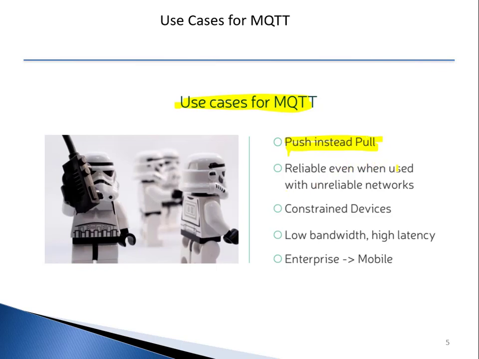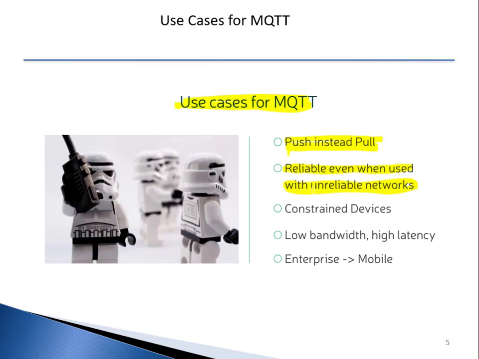Reliable even when used on unreliable networks. Just now I discussed that it is reliable even with unreliable networks. Whenever the network breaks, it will retain some data for some time and then publish it. So it is a reliable one. Whenever there is an issue with the network, it's going to retain the data, and afterwards it's going to publish that particular information. So it is reliable even when used with unreliable networks.